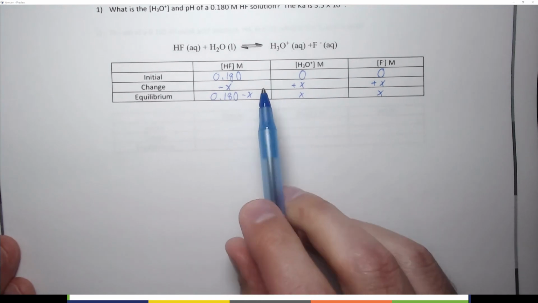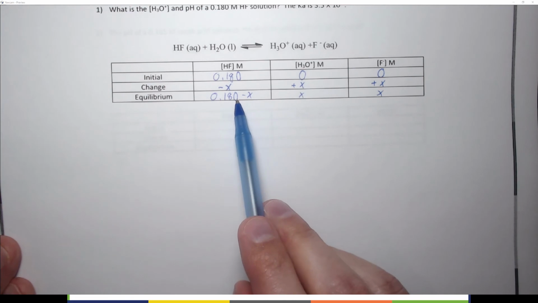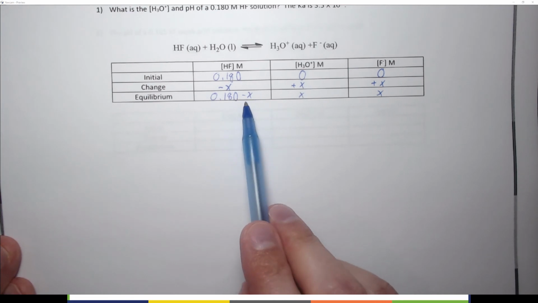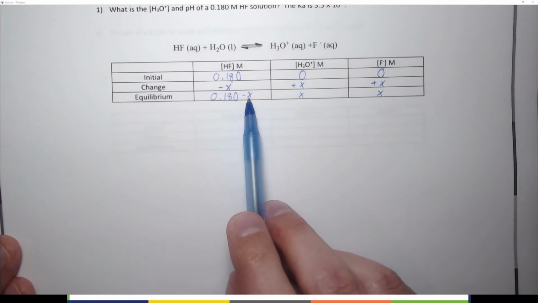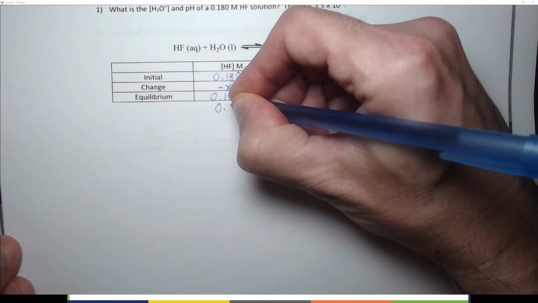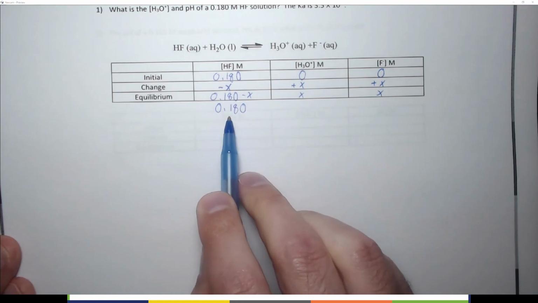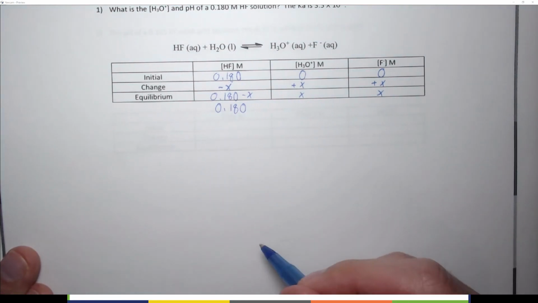Now, as I mentioned before in the previous chapter, the idea here is we can ignore this x if this x is less than 5% of this one. That being said, I'm not going to give you examples where it's not. So in this case, we can ignore this x. So I'm just going to put at equilibrium that this is 0.180, which again avoids us having to use the quadratic equation, which makes our life a little bit easier.